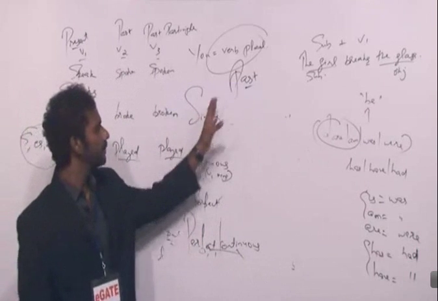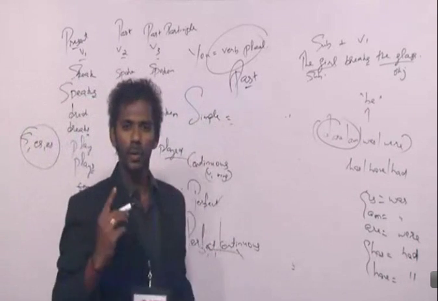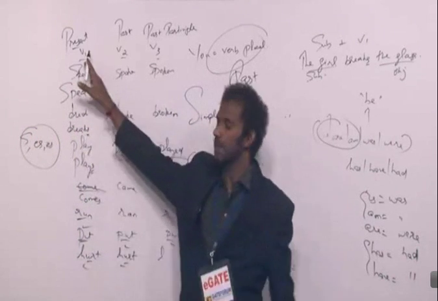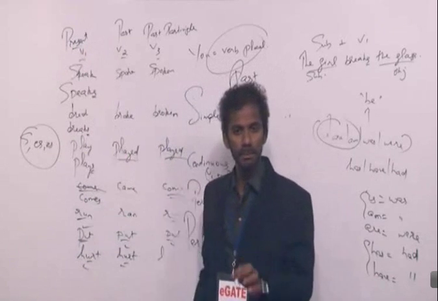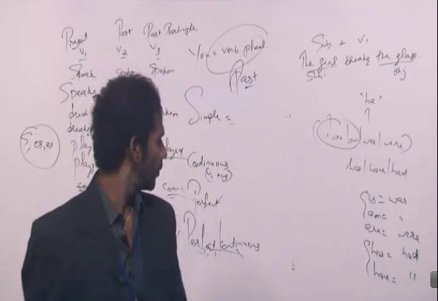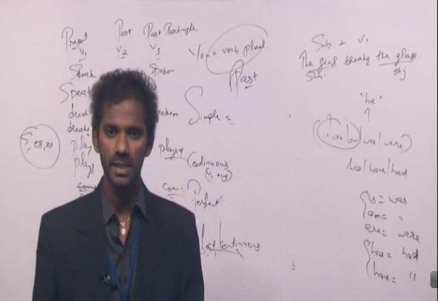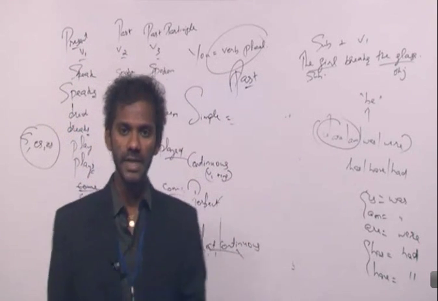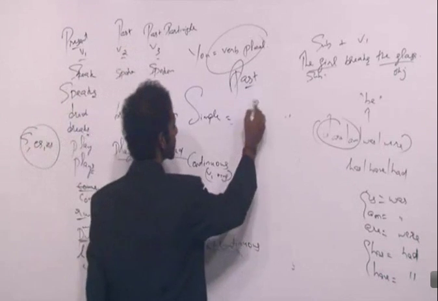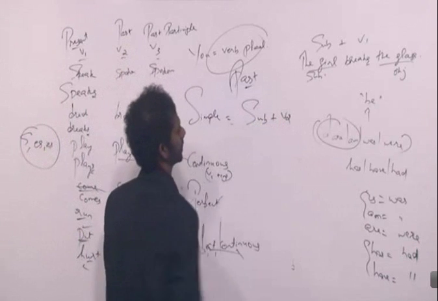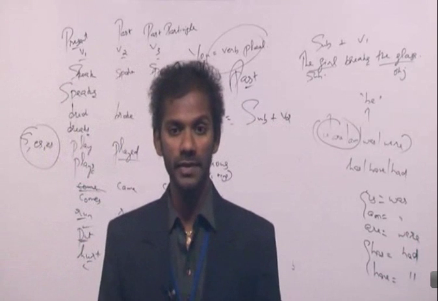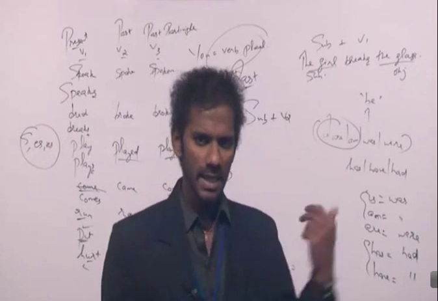In past tense, simple past. What is the rule of simple present? Subject plus V1. V1 is termed as the present form of the verb. So simple present is subject plus V1. If simple present is subject plus V1, what would be the rule of simple past? Subject plus V2, because V2 is the past form of the verb. Clear? So simple past, the rule is subject plus V2. Simple present is subject plus V1, whereas simple past is subject plus V2, because V2 is the past form of the verb. Clear?